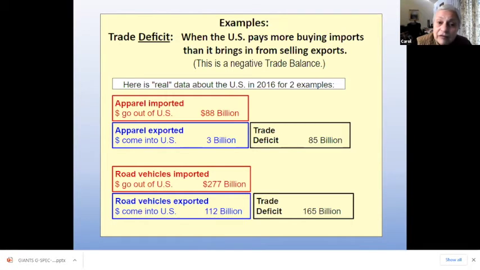Next example is road vehicles, meaning cars and trucks. I thought, oh gosh, you know, Ford and General Motors and Chrysler, surely they export, and they do. You can see that the United States exported in 2016 more than 100 billion of road vehicles. Only problem is we imported way more than we exported, so we have a deficit. This is a kind of minus number. And you guys certainly, please do holler at me if this is not going to communicate with sixth graders.